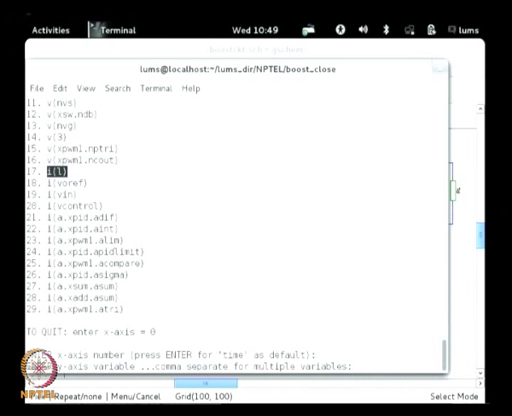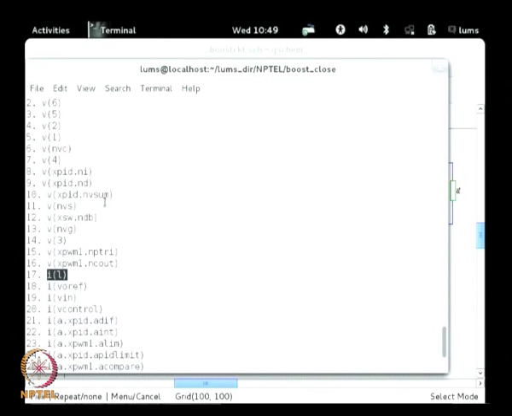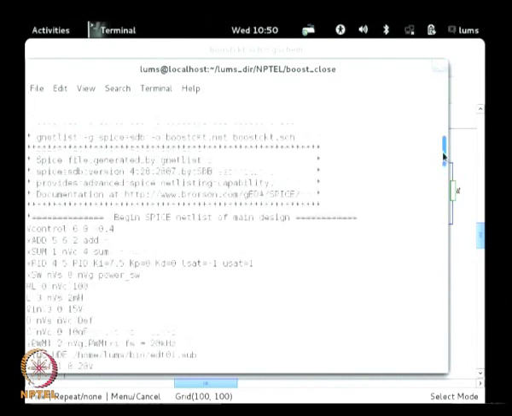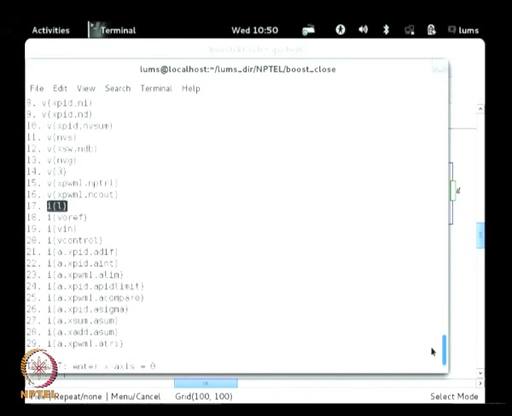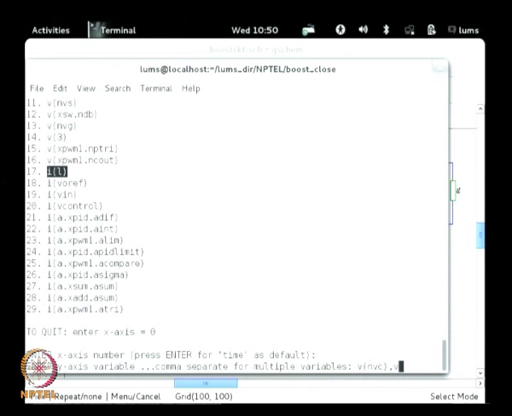So, if you see the voltage of NVC and the voltage V naught ref. Now, if you look at the netlist here, V naught ref is node 1. So, we could see node 1 also, V of node 1.